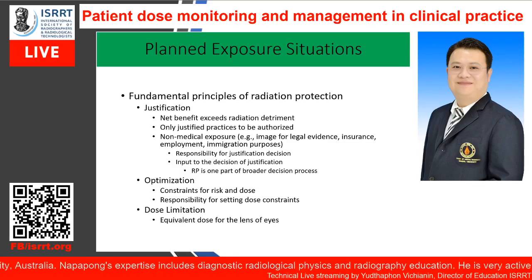After the exam is justified, we will move forward to the optimization process. What does it mean by optimization? Optimize means we constrain for risk and dose. Sometimes optimization does not always mean you reduce the dose. Sometimes it is possible that we have to increase the dose if we have to. So responsibility for setting the dose constraint belongs to the multidisciplinary team that works together, mainly radiologists, radiographers, and medical physicists. And the third category of radiation protection activity is dose limitation. For example, we have the dose limit for the lens of the eyes, things like that.